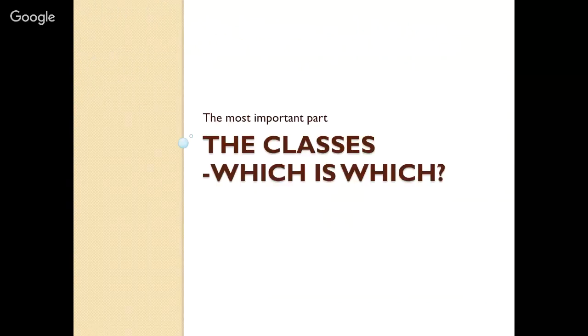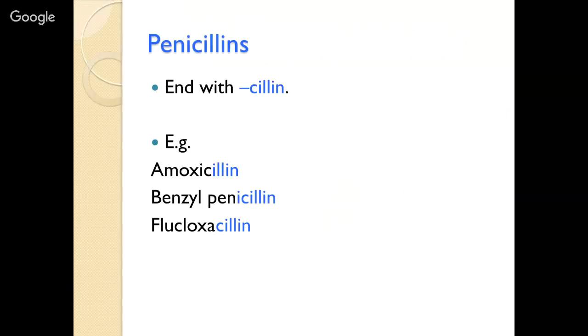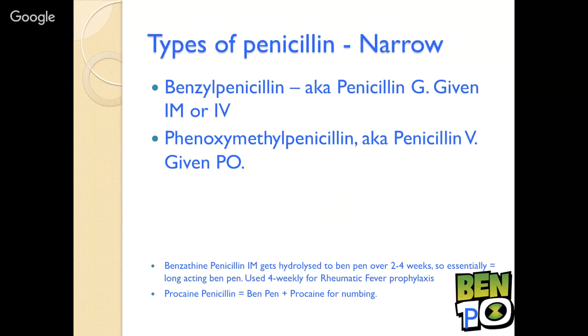Cool. So we'll quickly go through which class is which and how to remember it. Again, it will be a little bit weird. Like I said, all the penicillins end in cillin. So amoxicillin, benzyl penicillin, flucloxacillin, all the cillins are penicillins. That's easy enough. Probably the two main ones to know are benzyl penicillin and phenoxymethylpenicillin. And it's a bit confusing because one's called penicillin G and one's called penicillin V. So benpen is given intravenously or intramuscularly, and phenoxymethyl is always given by mouth.